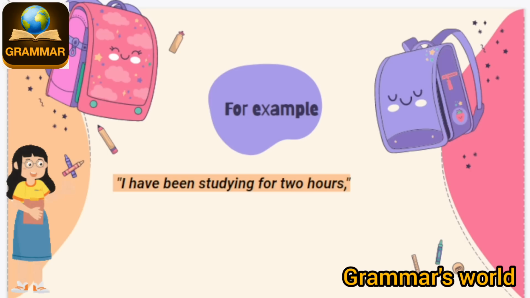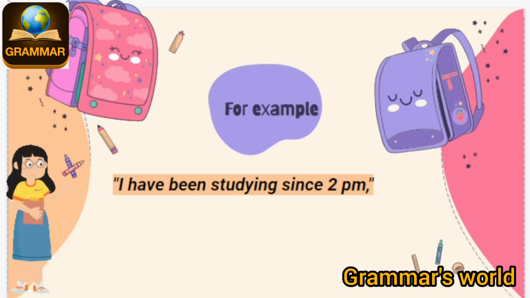For example, I have been studying for 2 hours indicates how long I have been studying continuously. On the other hand, I have been studying since 2 p.m. indicates when I started studying and how long I have been studying continuously.